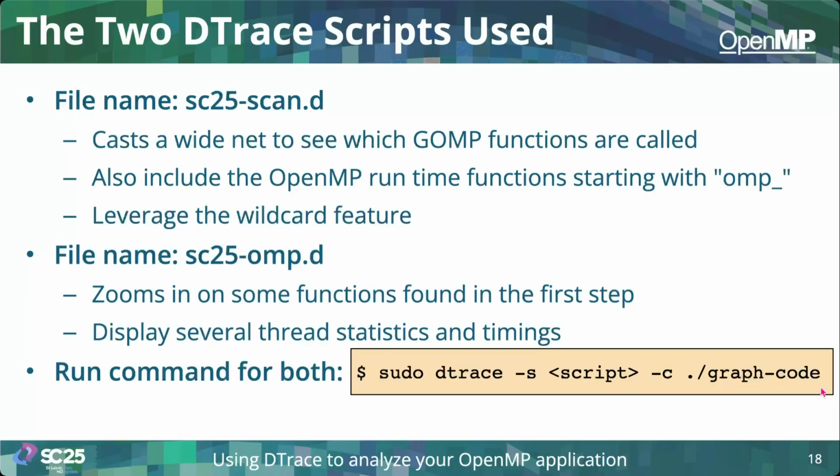I'm going to zoom in and show you thread statistics and timing. So there are 2 sides to that script. It will give you thread statistics, but also some timing information, because you can do both if you want to, and I wanted to do that. In both cases, I ran the program under sudo. I give it my script, then I use the executable graph code, and I use the -c option on DTrace to tell DTrace this is the one that you should be probing.